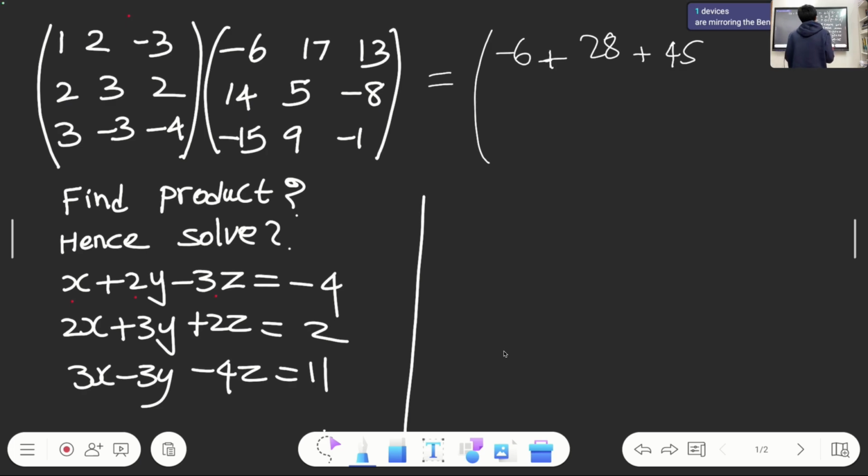Minus 6, 17, 13. Then we have to take this down. Multiply this here and then again go down. Minus 12 plus 14 into 3. 14 into 3 is 42. Minus 30, 6 is 18. Minus 14 into 3, again 42. Minus 18, minus 42, and then plus 60.